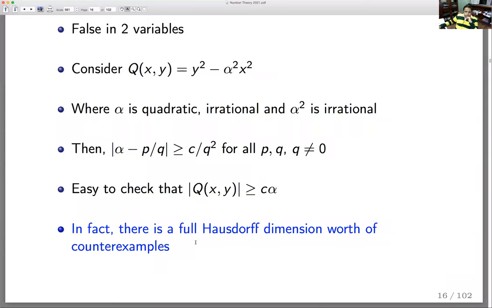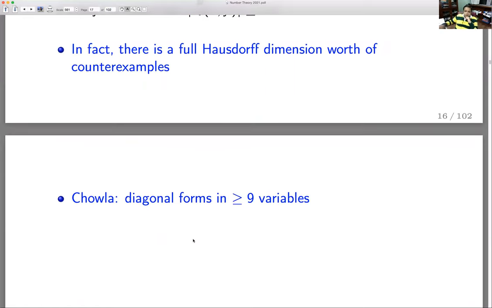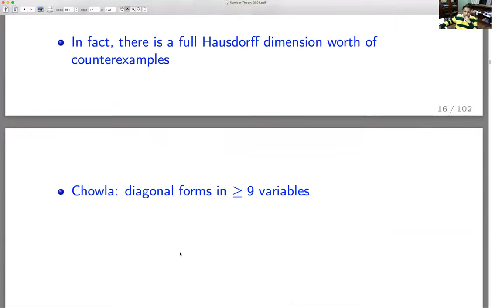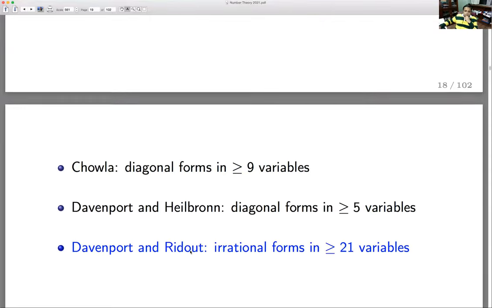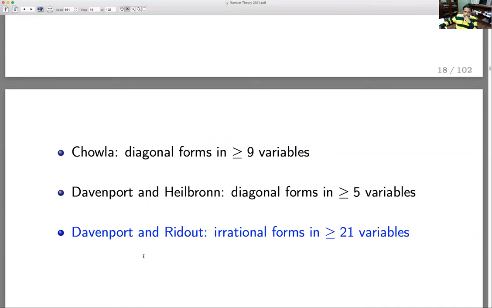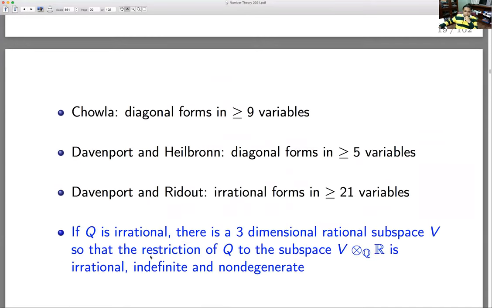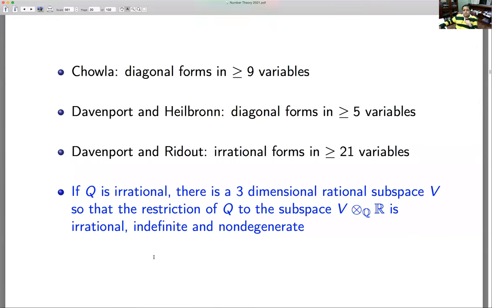Following Oppenheim's conjecture, there was a lot of work in the number theory community using analytic methods. So the results of Chowla for diagonal forms in at least 9 variables, of Davenport and Heilbronn, of Davenport and Ridout, and so on and so forth. At some point, I think the conjecture was known for all forms in at least 21 variables.